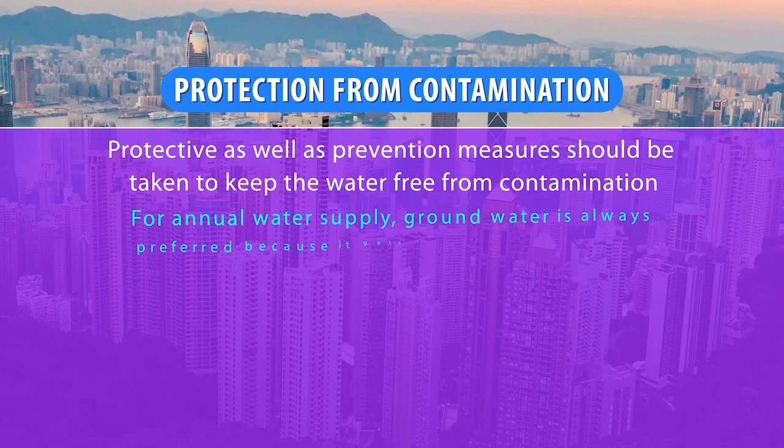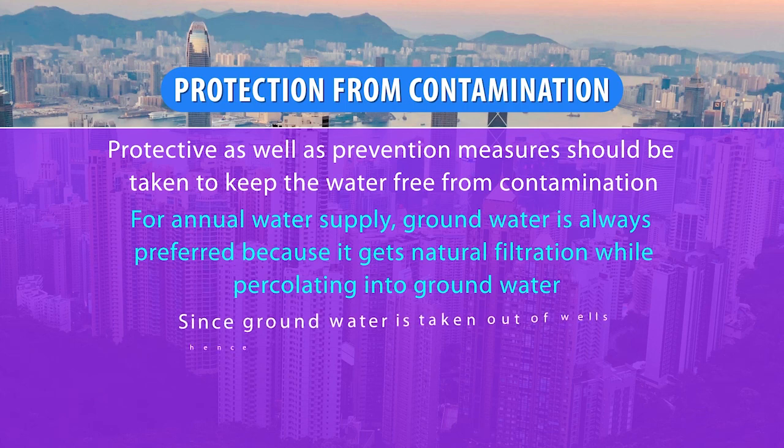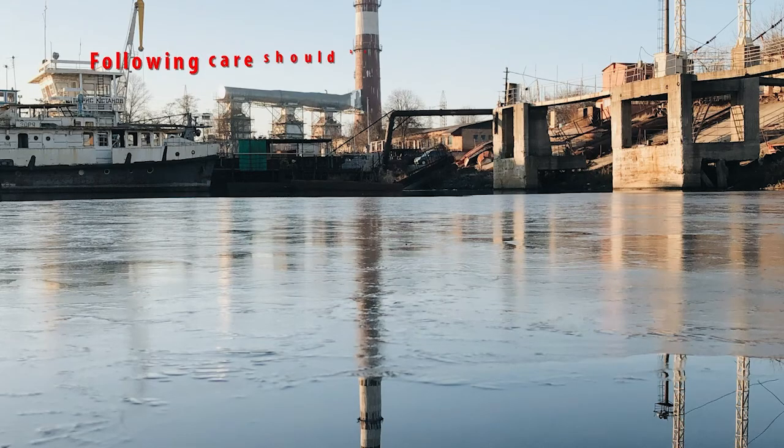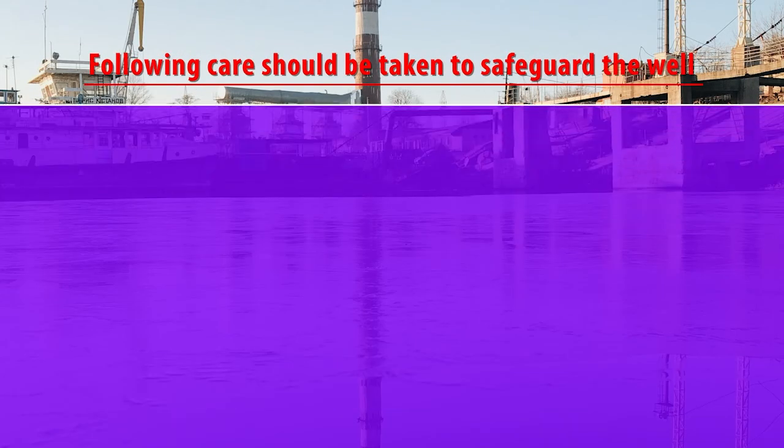Protection from contamination. Protective as well as preventive measures should be taken to keep the water free from contamination. For annual water supply, groundwater is always preferred because it gets natural filtration while percolating into the ground. Since groundwater is taken out of wells, care should be taken to prevent the well water from contamination. The following care should be taken to safeguard the well.